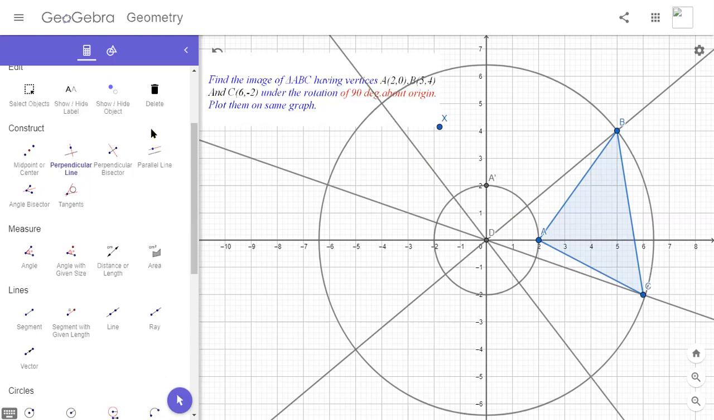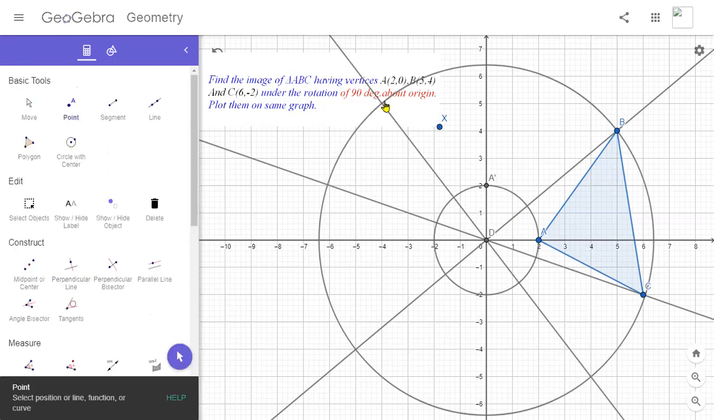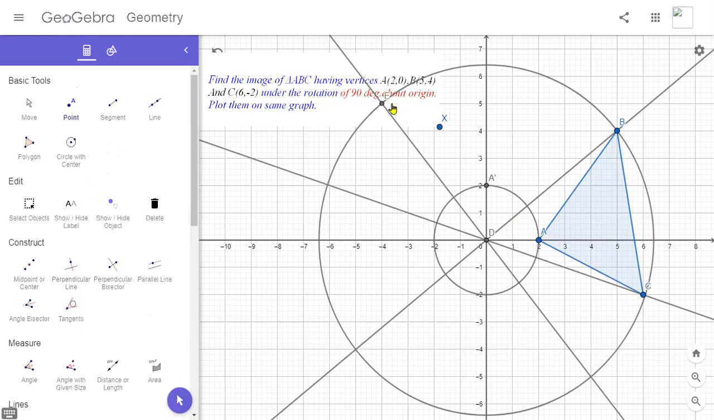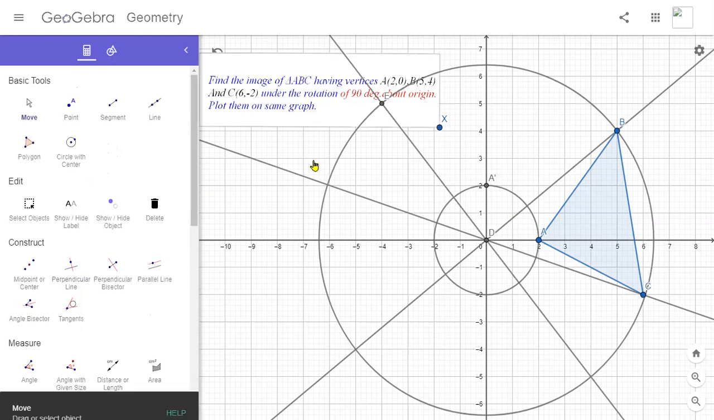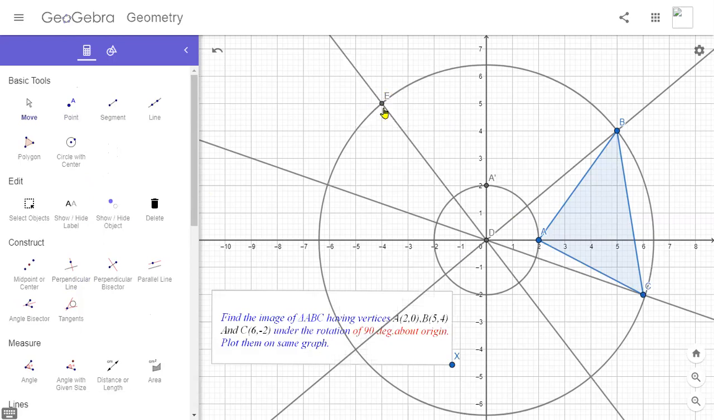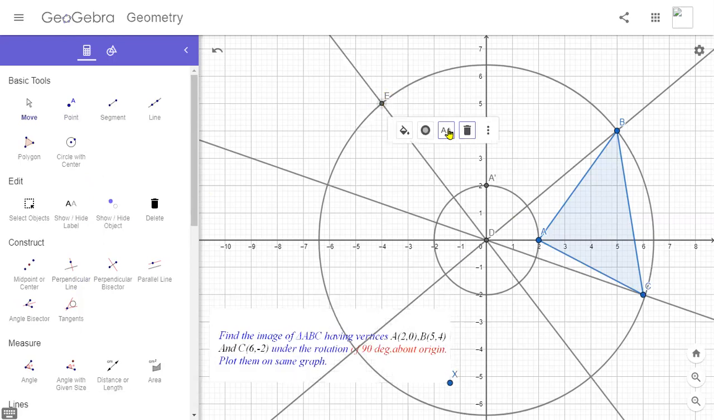And let me find out the intersection point of this circle and that perpendicular line. This is the point of the intersection of that circle and the perpendicular line. Let me shift these questions here, and let me rename this point E as the point B dash, because it is the image point of the vertex B. Here we have found the A dash, this is the point A dash, and this is the point B dash.